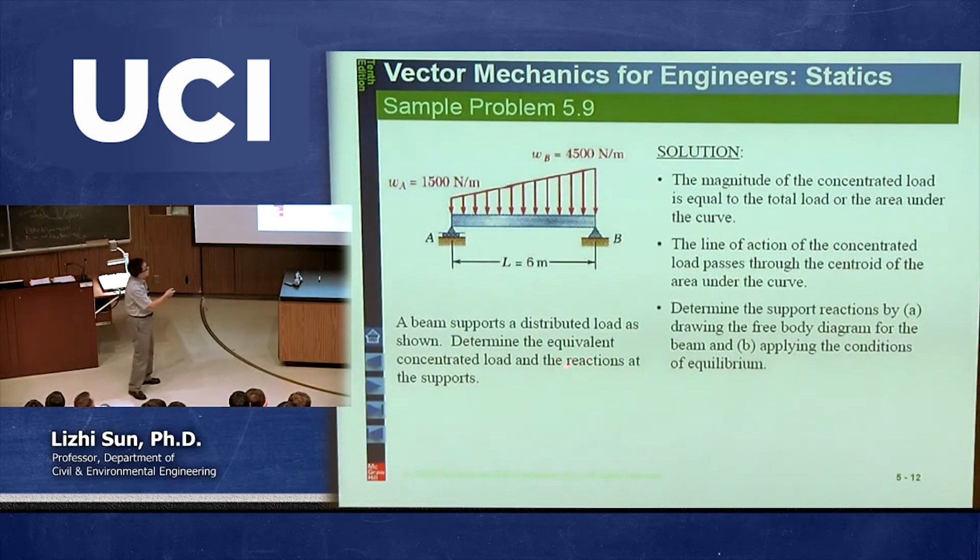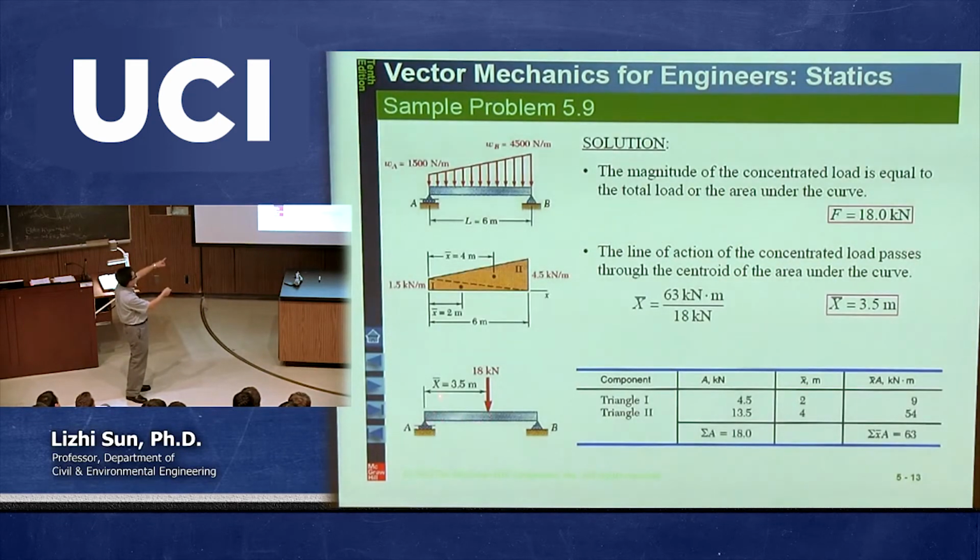The second question is, calculate the reactions at the two supports. Okay, so first part we're done. What is the equivalent concentrated load and acting on where? And the answer is, it's acting on this location from here to here is 3.5, or in other words, from here to here 2.5. And the concentrated load is 18 kilonewton. So that's the answer for the first question, right?